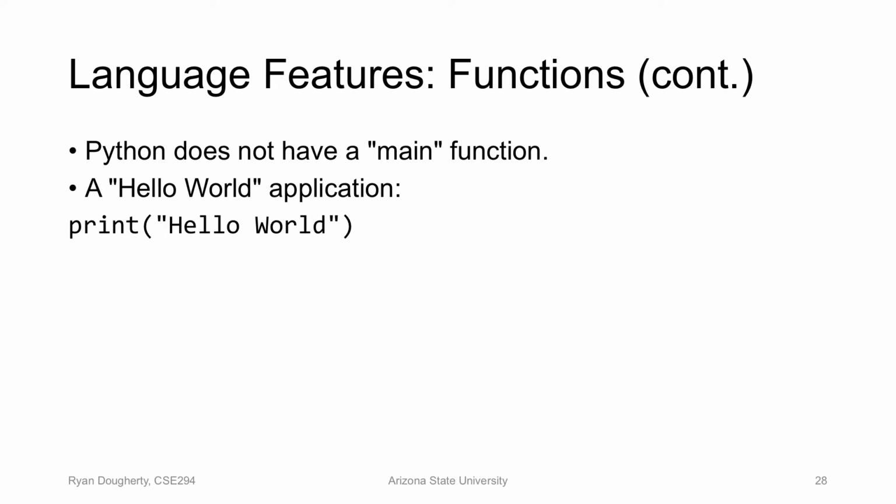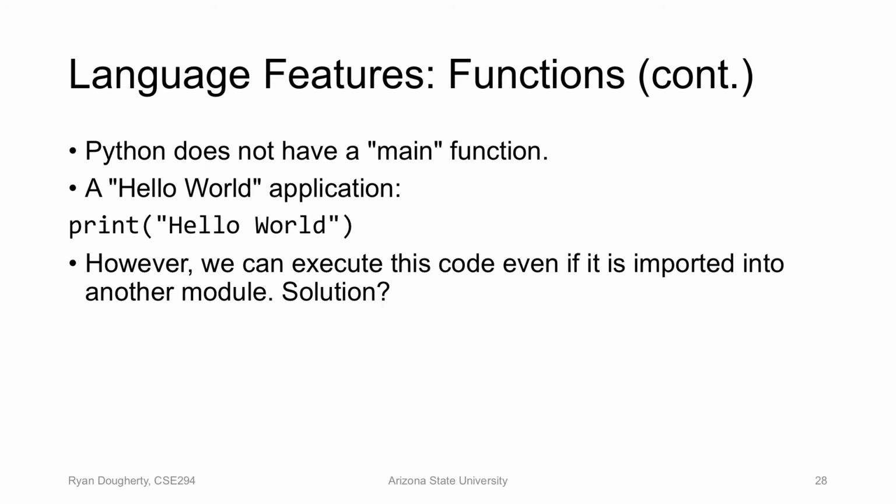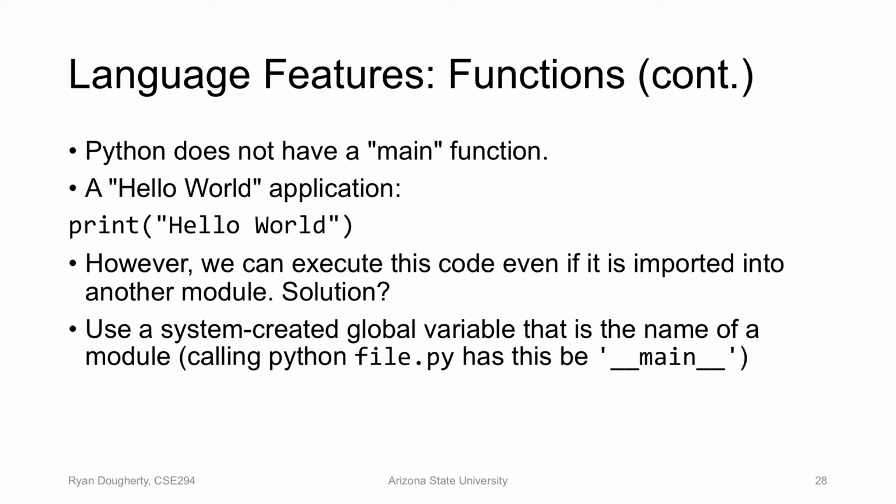So obviously, simple hello world applications print a particular string, but the problem with importing modules is that when you import a module, it'll execute the module, which is kind of weird, right? So what if we wanted to import a module, but we didn't want to execute it at all? What would we do? It doesn't seem really clear how to determine when we're called from the Python 3 interpreter versus being imported from another file. So what you do is you use what is called a system-created global variable.